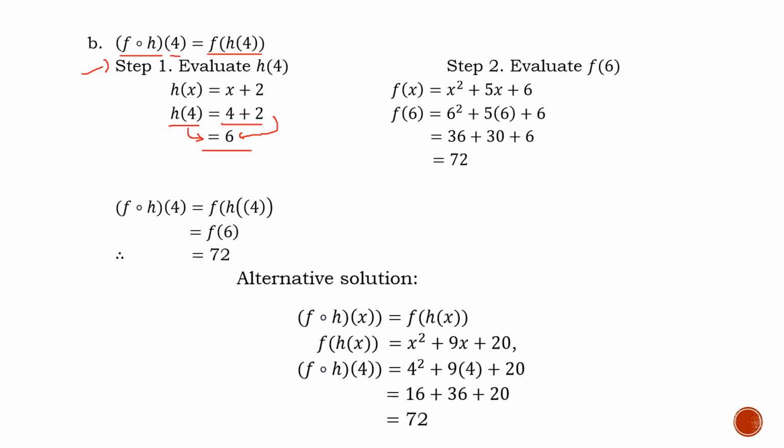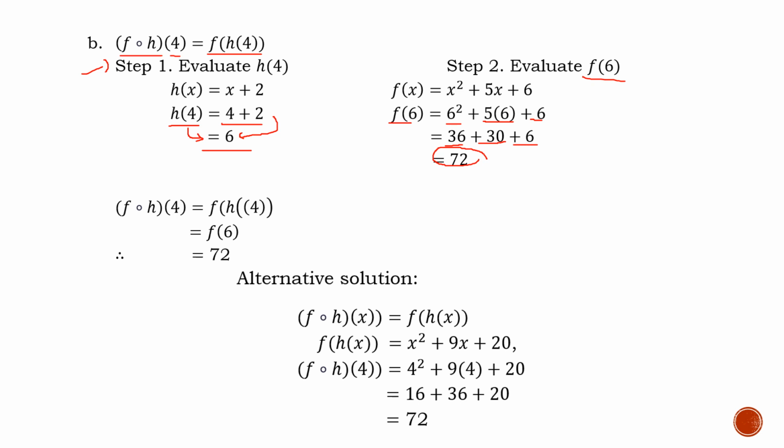Now, for step number 2, evaluate f of 6. If we put 6 as the value of x under your f of x, it becomes f of 6, so 6 squared plus 5 multiplied by 6 plus 6. So 6 squared is 36, 5 multiplied by 6 is 30. We copy your positive 6 here, then it becomes 72.